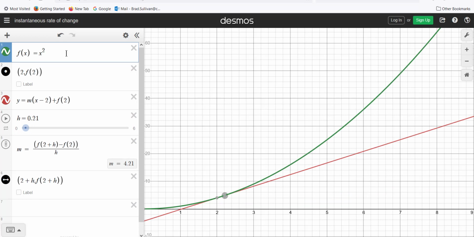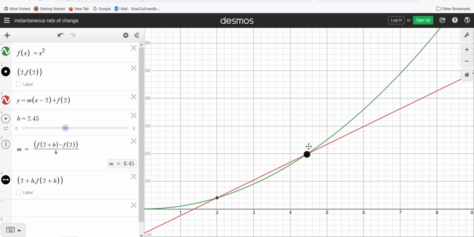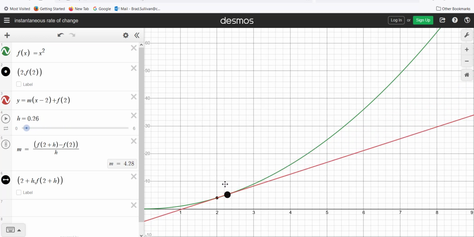The slope of the tangent line is changing constantly. So again, for an average rate of change, you have 2 points, but as these 2 points get infinitesimally close to each other, then you get close to the instantaneous rate of change. Right now, these are 2 separate points, giving a slope of 4.2, but as I get closer and closer and closer, that slope is going to approach the value of the instantaneous rate of change, which is 4.